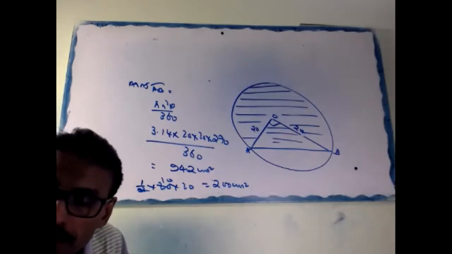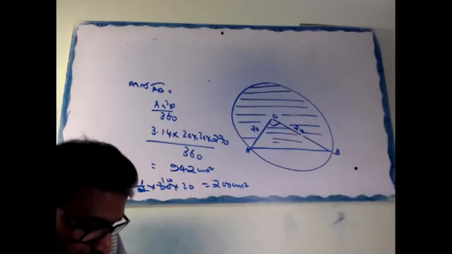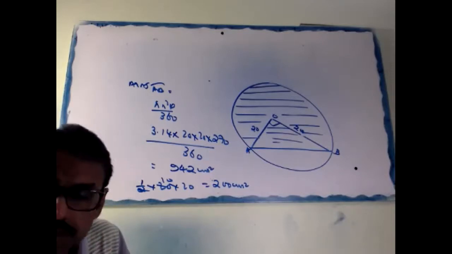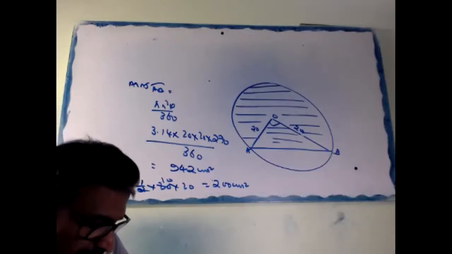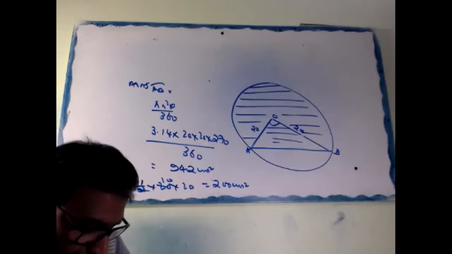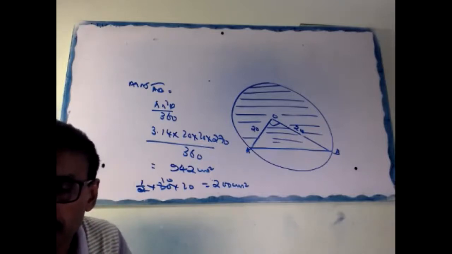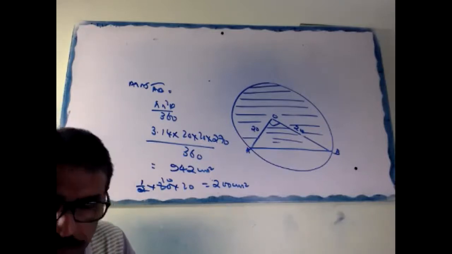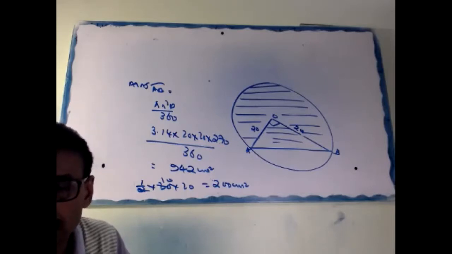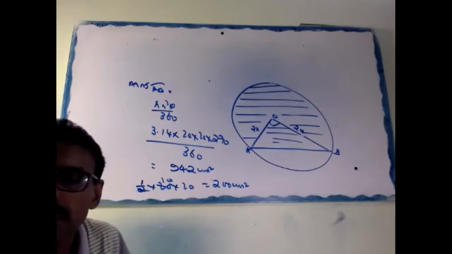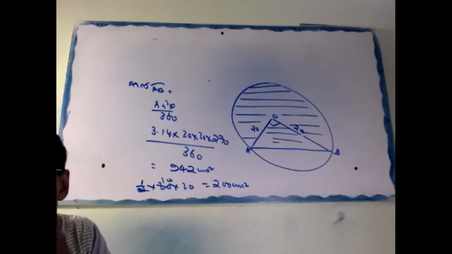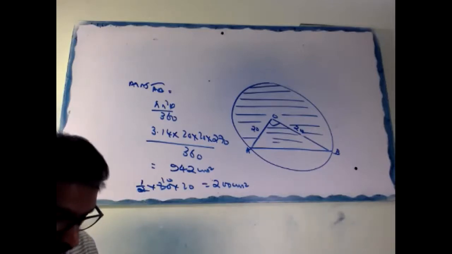A chord AB of a circle of radius 14 centimeter makes an angle of 60 degree at the center of the circle. Find the area of the minor segment of the circle. Use pi 22/7, root 3 equals 1.73. Okay, try now.